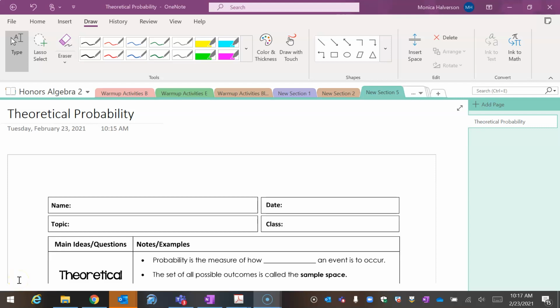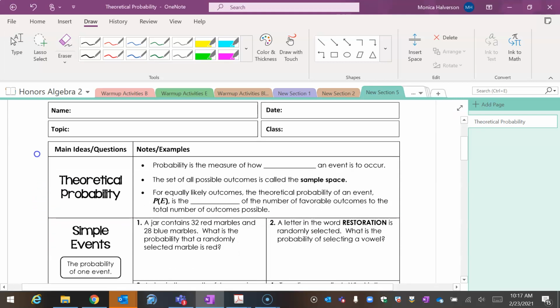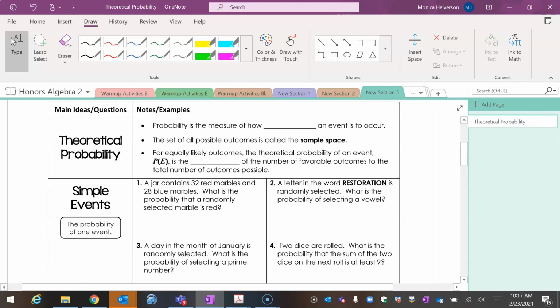Hello everyone. Today we are going to focus on the concept of theoretical probability, which is the first of three different probabilities that we're going to talk about. And what we want to define theoretical probability as is the measure of how likely an event will occur.